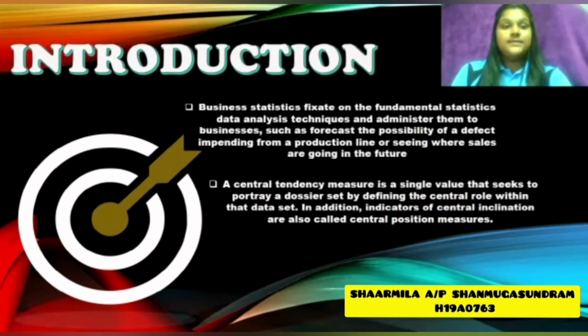Besides that, a central tendency measure is a single value that seeks to portray a data set by defining the central role within that data set. In addition, indicators of central tendency are also called central position measures. They are acknowledged as summary statistics as well.